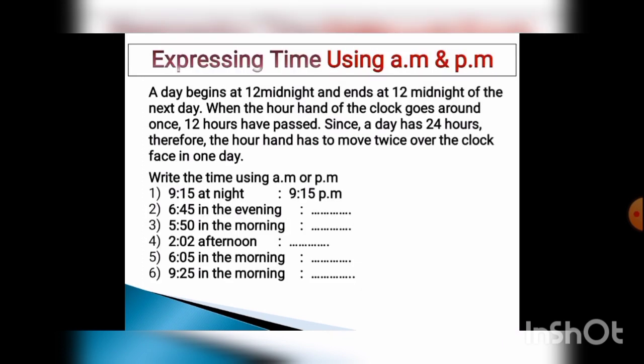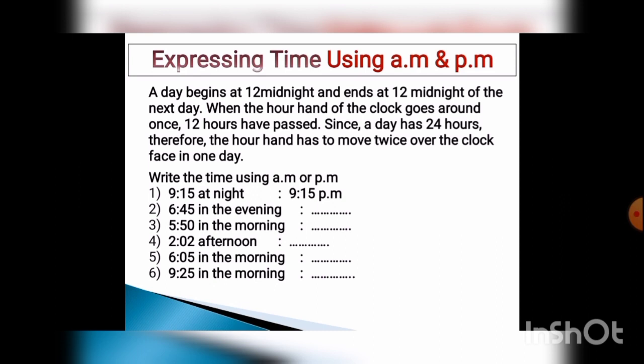Now look carefully. Expressing time using AM and PM. A day begins at 12 midnight and ends at 12 midnight of the next day. When the hour hand of the clock goes round once, 12 hours have passed. Since a day has 24 hours, the hour hand has to move twice over the clock face in one day. Now see the questions carefully.